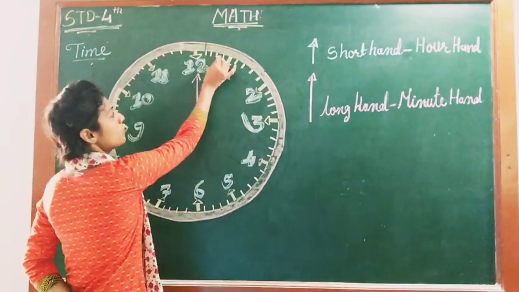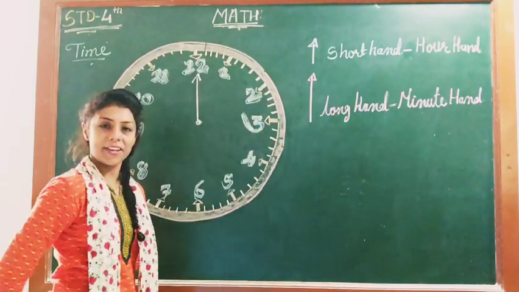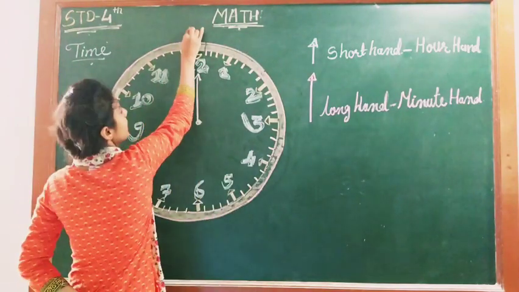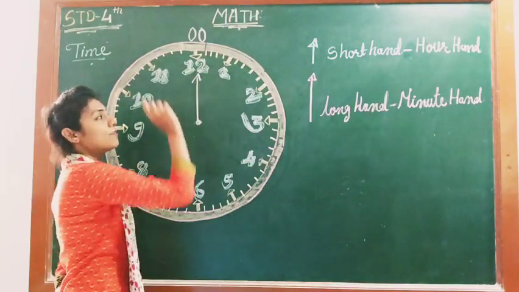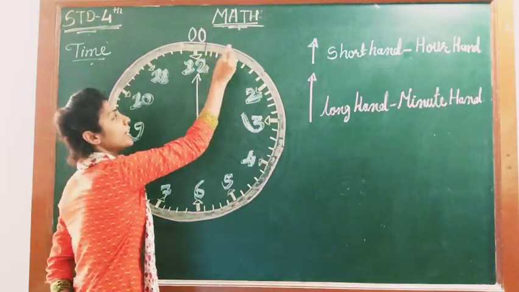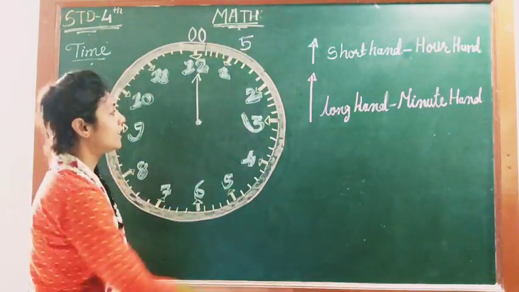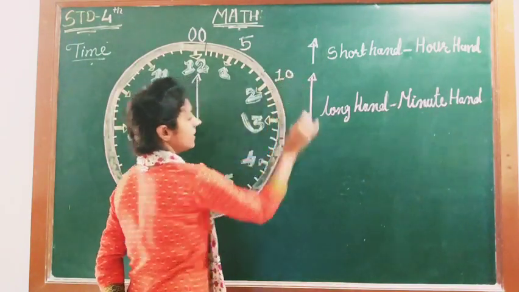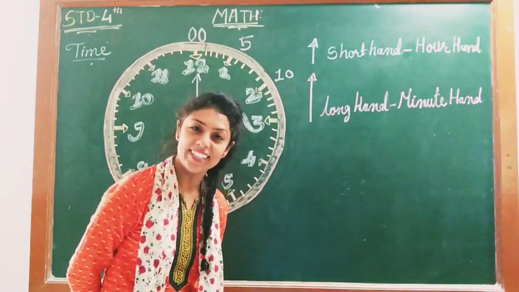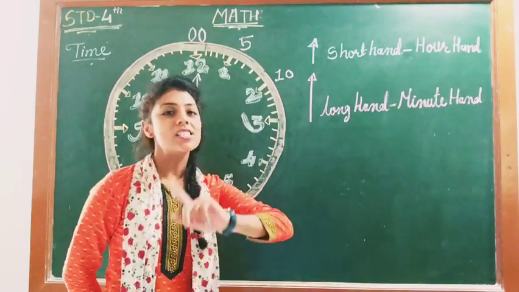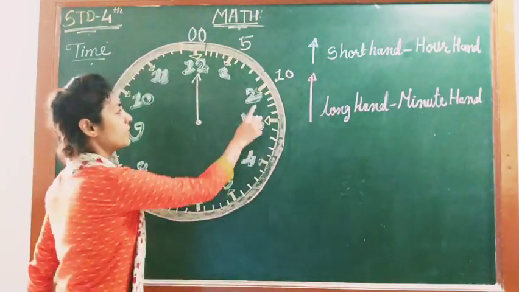So 1 minute, 2 minutes, 3, 4 and 5. Then again 5, 5, 5, 5. Here we will start from 0. Then 1 minute, 2, 3, 4 and 5 minutes. Then this one is 10. So we have to see the five's table. Do you know the five's table? Yes, it is very easy. So for minutes we have to keep in mind the five's table.